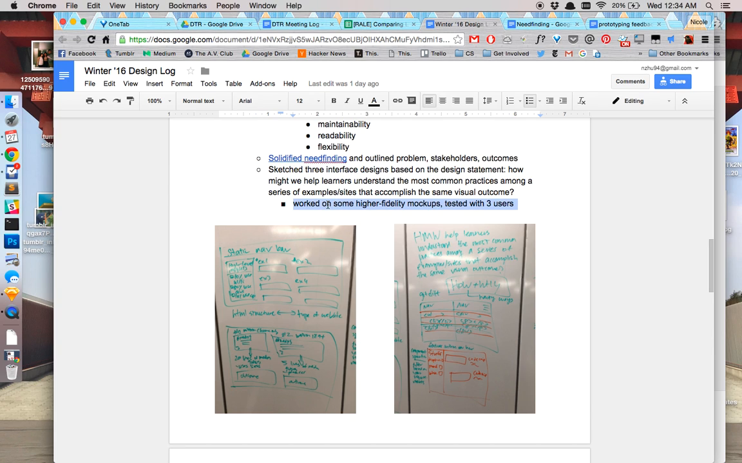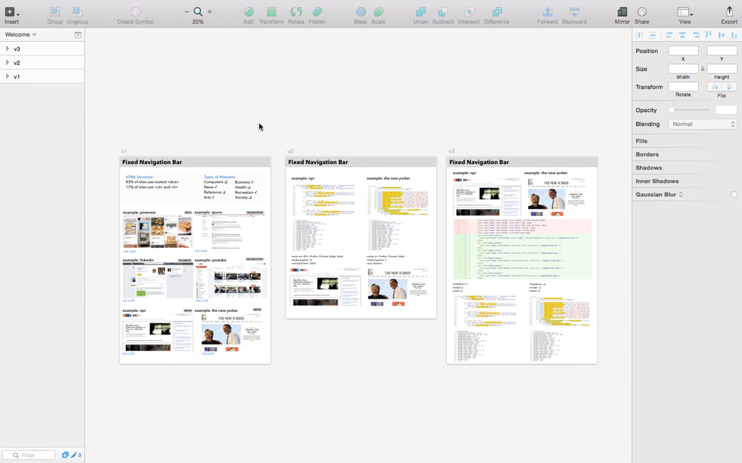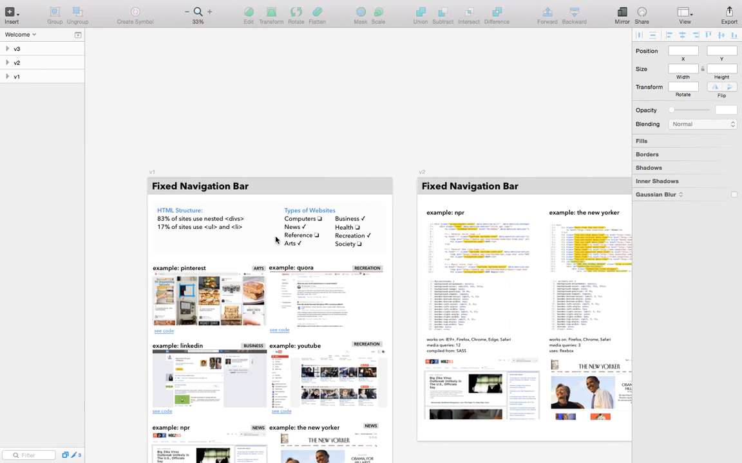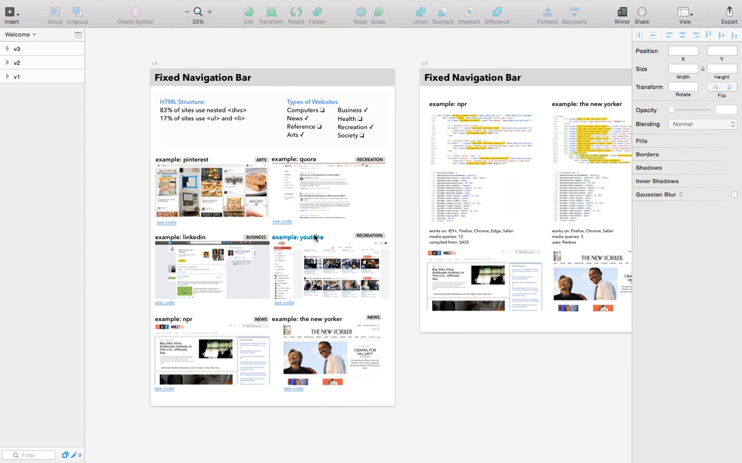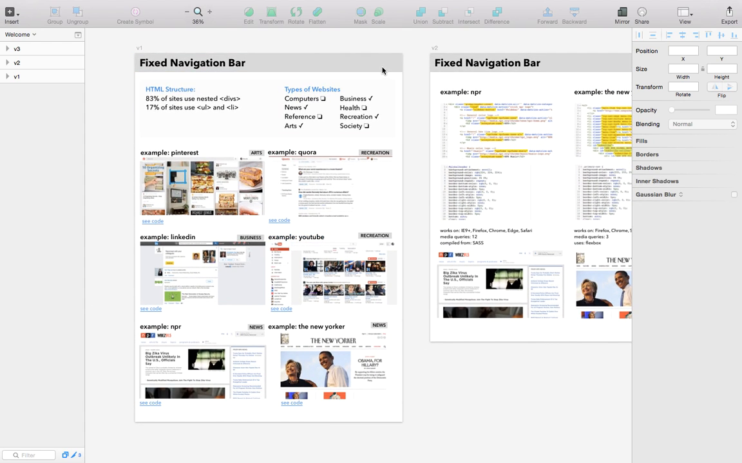And so after sketching a couple of designs, I worked on some higher fidelity mockups, and tested three of these iterations. The first one really connecting the HTML structure to different types of websites, because comparing, for example, a business site or a social media site might be very different than comparing a news site based on their needs. But again, a correlation between websites at a higher level.